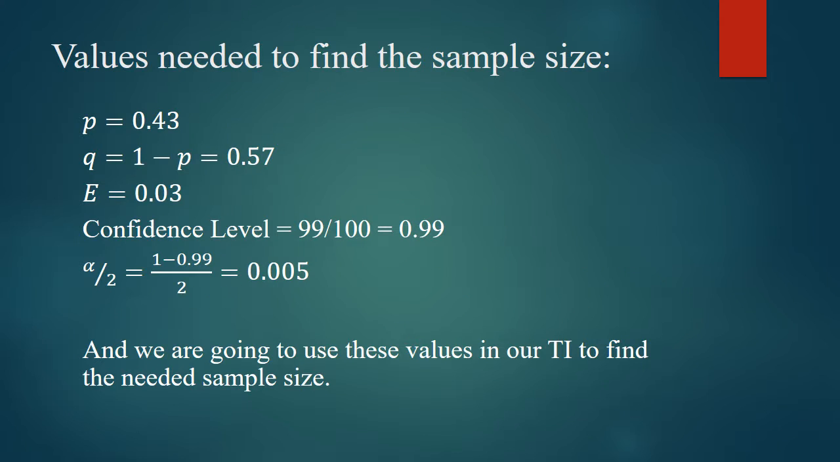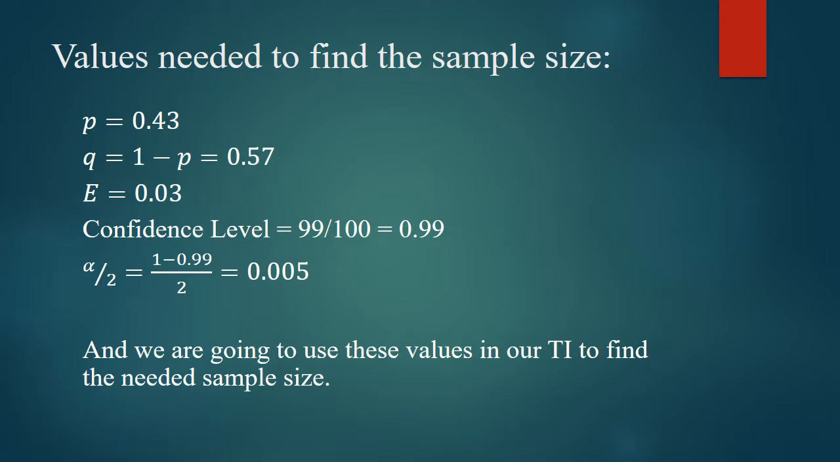So, values we're going to need to find the sample size. We need the P. P is the population proportion that was estimated from a previous study, 0.43. Q is the population proportion of failure, 1 minus the P from the previous study. 1 minus 0.43 is 0.57. Margin of error given in the problem, 0.03.